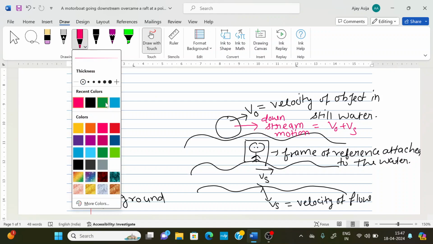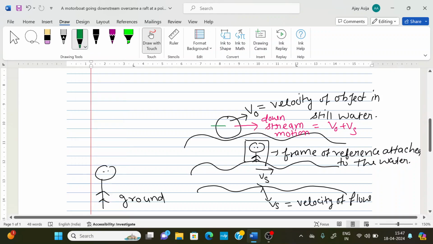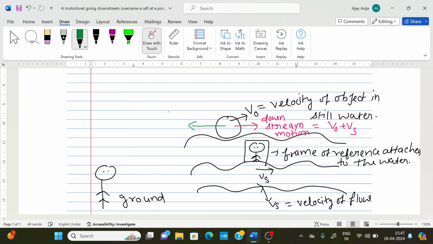In the second case, it is for the motion of object in the opposite direction to the flow. That is called upstream motion. And for upstream motion, the velocity of object will be equal to V naught minus Vs. Because in this case, flow will oppose the motion. So we have to subtract the velocity of flow from the velocity of object in still water.